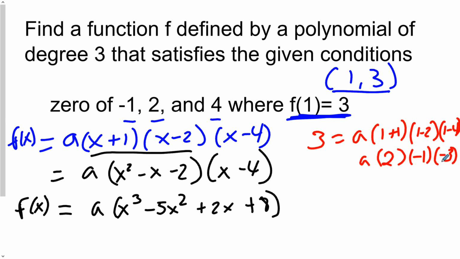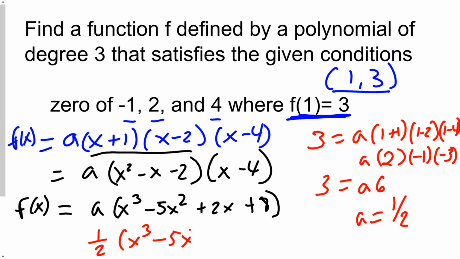Okay, and then we can multiply those. So we get 3, we get 6. So a times 6 equals 3. So that'd be 1/2, right? So a is 1/2. And then now we can go ahead and plug it in here. 1/2 x cubed minus 5x squared plus 2x plus 8.